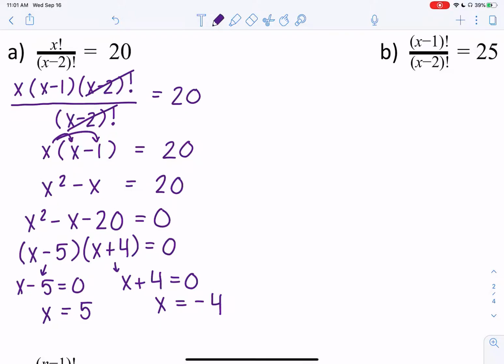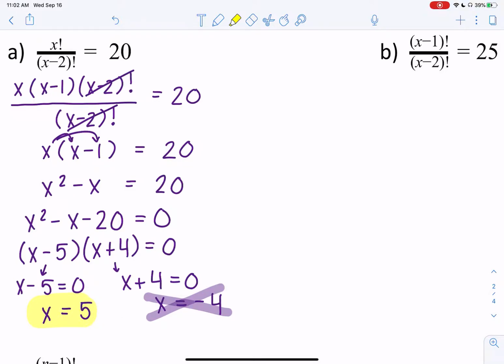So if you remember from the beginning of the lesson, we said that our factorials only work with positive integers. So only 1, 2, 3, 4. We can't have negative numbers. So what that means is we reject this one here. So the answer we want is x equals 5.